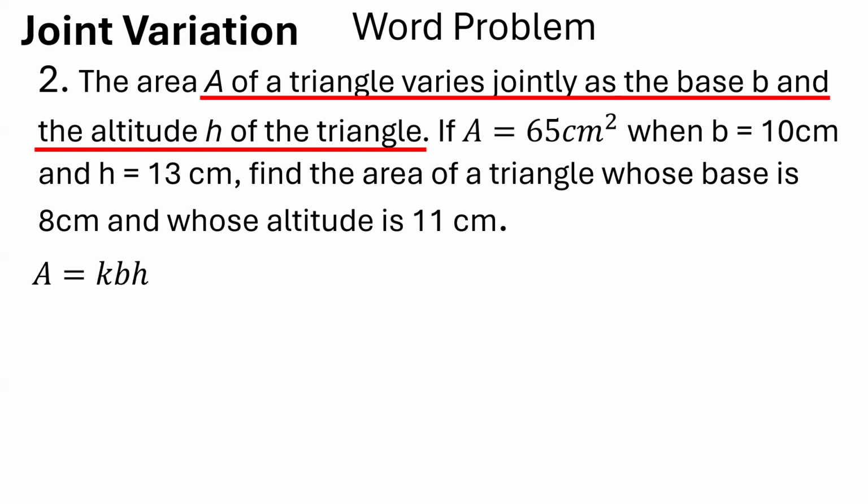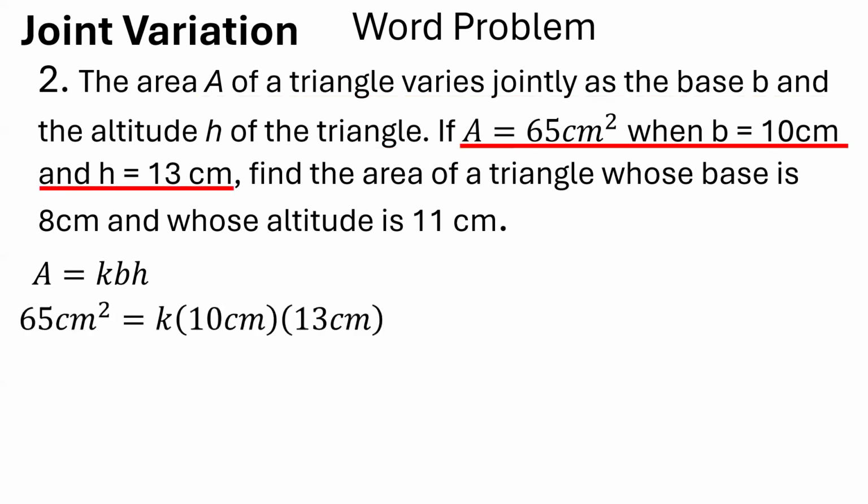Now, since A is 65 centimeters squared when b is equal to 10 centimeters and h, the altitude, is 13 centimeters, we substitute these values. So we have A equal to 65 centimeters squared when b is equal to 10 centimeters and h is equal to 13 centimeters. Meaning 65 centimeters squared is equal to k multiplied by 10 centimeters by 13 centimeters. Once we multiply 10 times 13, you notice that it is 130 and the unit is centimeters squared.